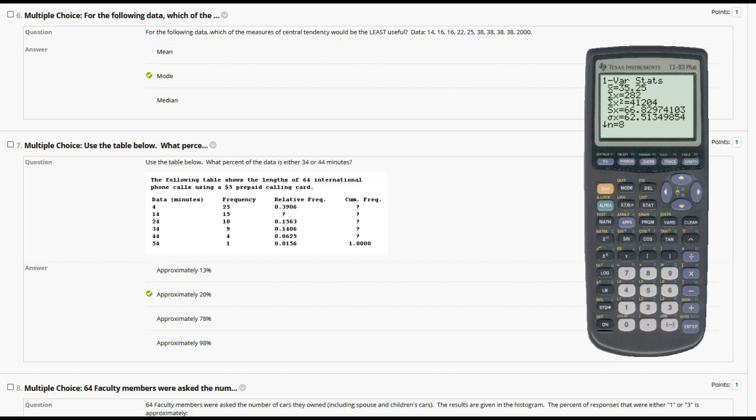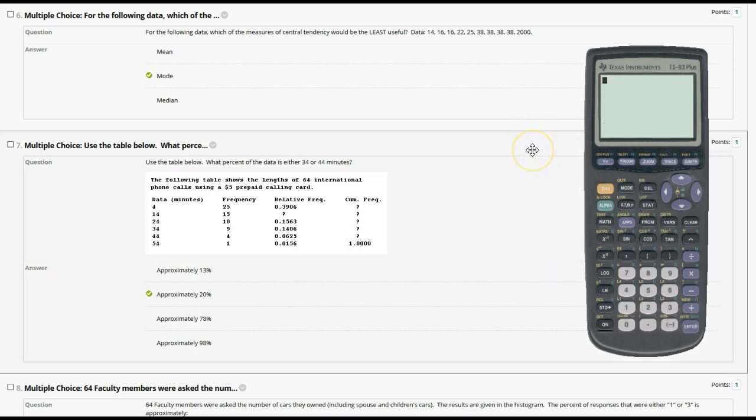For number 6, it says, for the following data, which of the measures of central tendency would be the least useful, mean, mode, or median? And in this case, it's mode. Mode is the most frequent number in a set of data, but when we think about statistics, if you compare it to the mean and the median, it is truly the least used of these 3, so we say that it's the least useful.